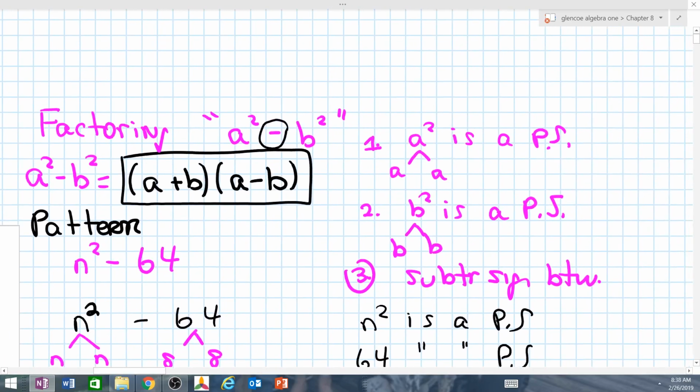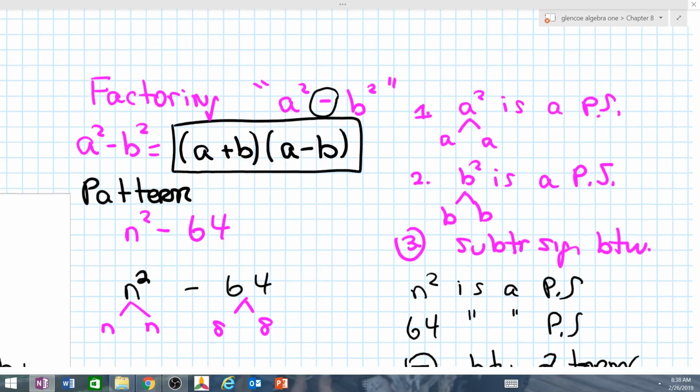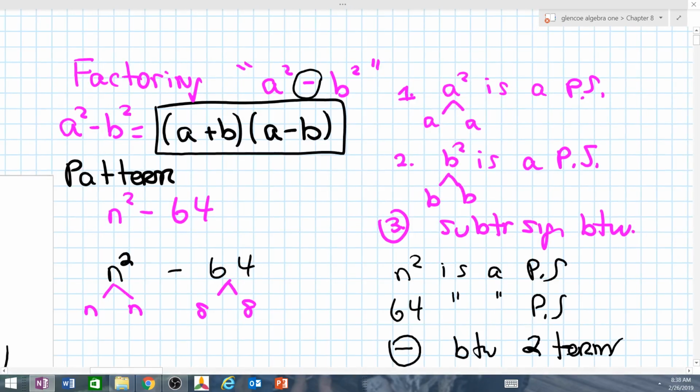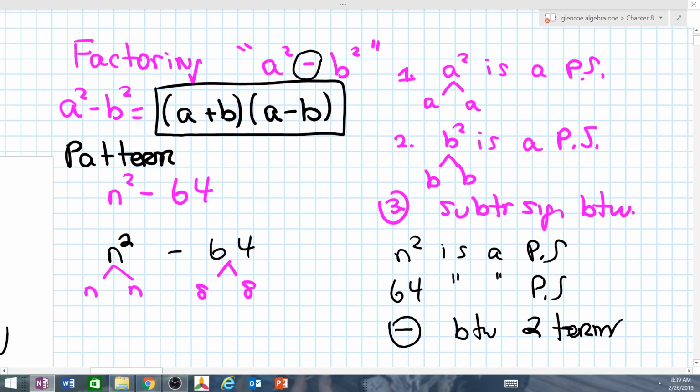The pattern here is a squared minus b squared. A squared is a perfect square. It factors as a times a. B squared is a perfect square. It factors as b times b. And there is a subtraction sign between them.